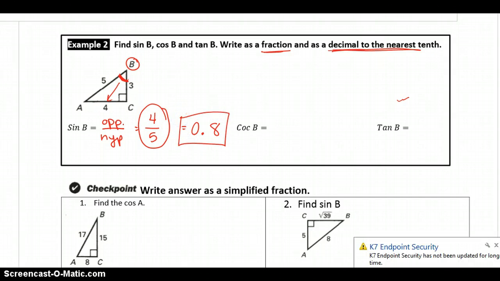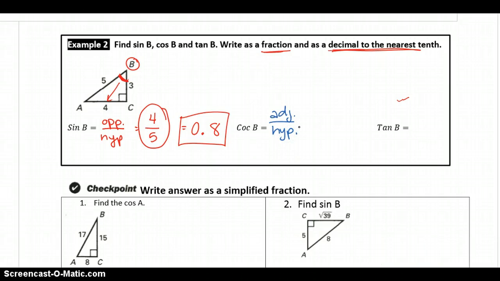To find the cosine of angle B, I take the adjacent side over the hypotenuse. Adjacent just means next to, so the side next to angle B is 3 over the hypotenuse, which is 5. So there's my fraction. Again, to get a decimal, I type in 3 divided by 5, which gives me the decimal 0.6.